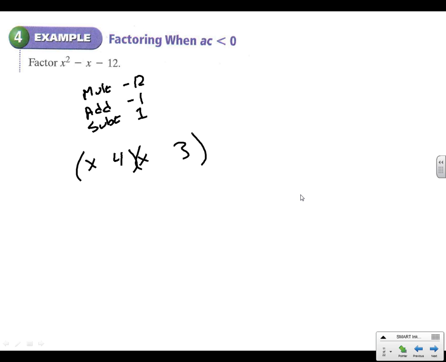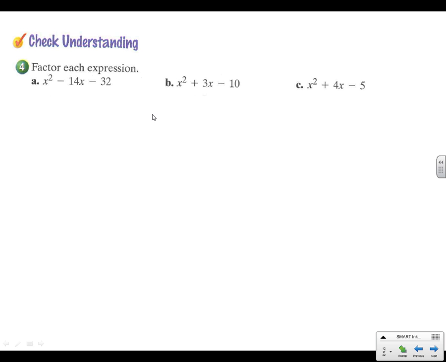Let's figure out our signs. If we multiply to a negative, we must have one positive and one negative. And when we put them together, we want the negative to end up retaining there when we add them. So the bigger number, the 4, must be the negative. Negative 4 and positive 3. Your turn for A, B, and C.